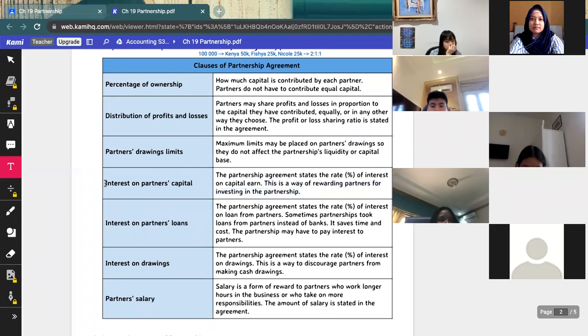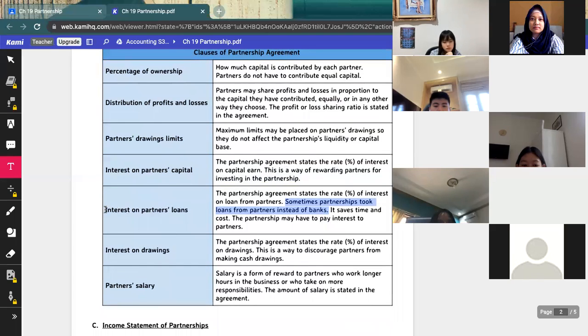Next, if we have interest on capital, we also have interest on partners' loan. Now, the partnership agreement states the rate of interest on loan from partners. Sometimes the partnership takes loans from partners instead of the bank. Let's say after 5 years, the partnership needs more money. Because the regulation and the process of borrowing money from the bank is quite long, instead of borrowing from the bank, the partnership borrows money from Fisher, let's say. And it is easy, because Fisher is one of the owners. It's as simple as that: giving the money with an agreement that Fisher will get interest from the partnership. So that is actually interest on partners' loan.